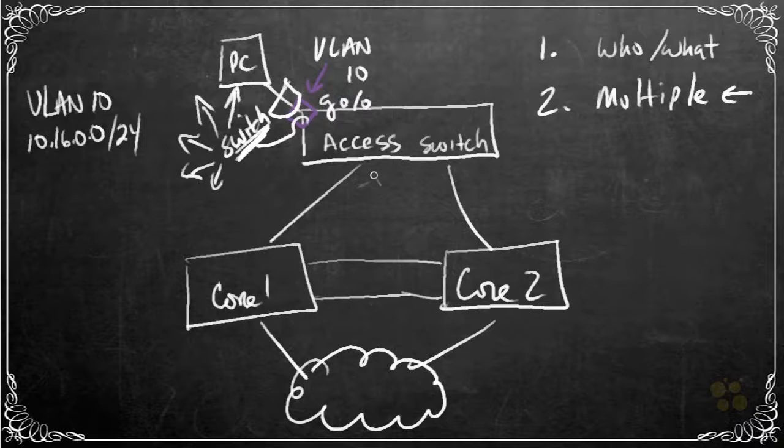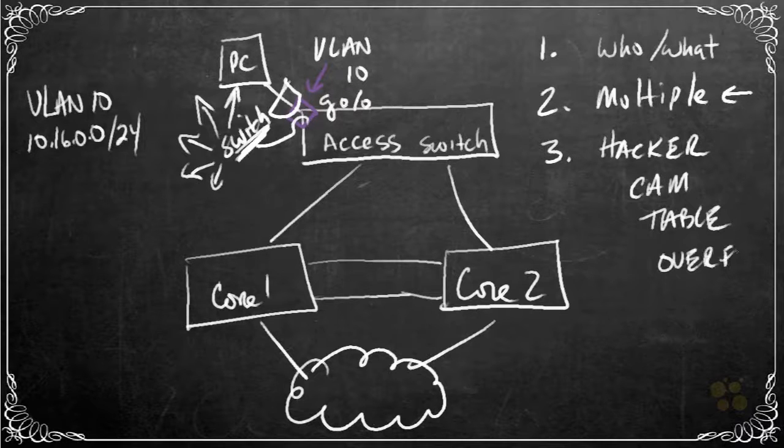And the third challenge is that there could be a hacker or somebody malicious who is connecting to a switch port and trying to compromise the switch. And one technique that can be used is called a CAM table overflow attack, also sometimes referred to as MAC flooding. And here's how it works.